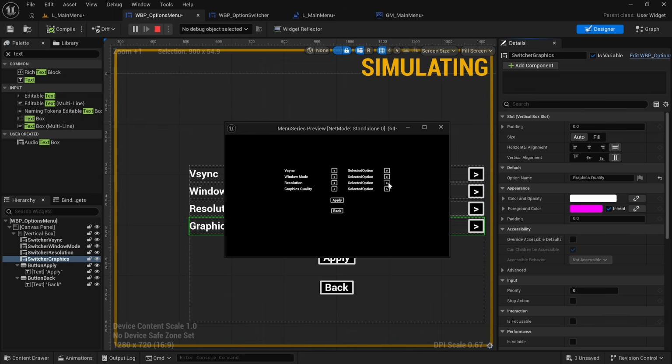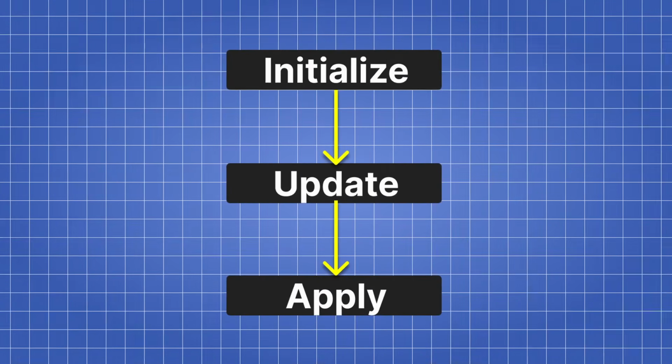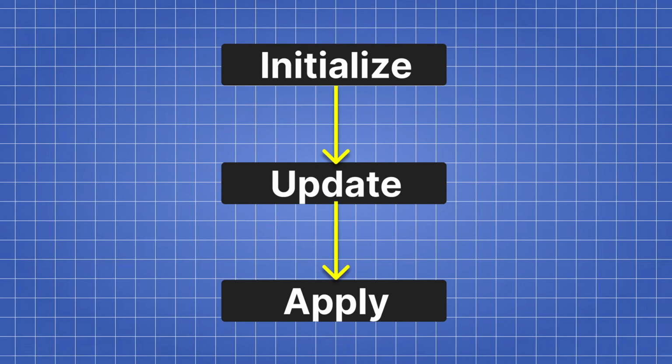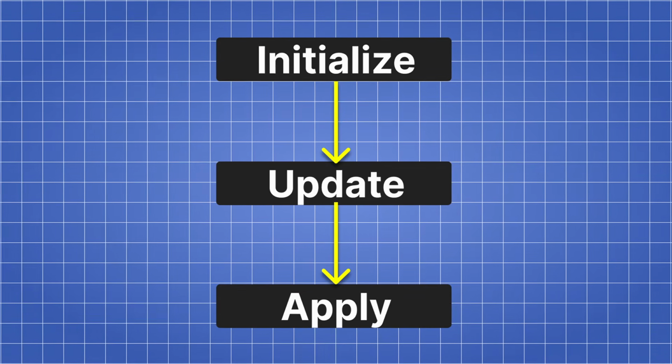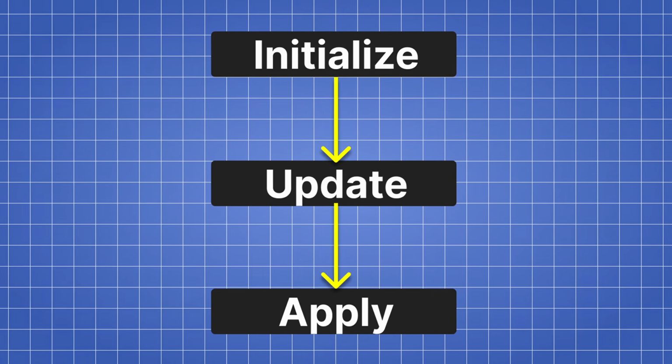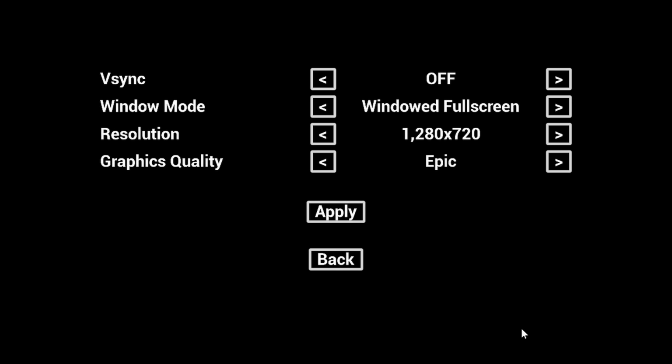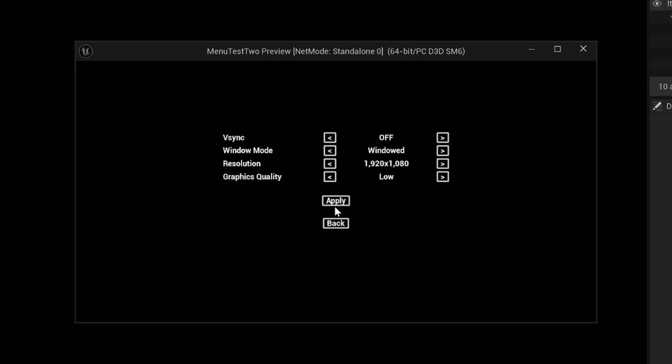And now we want to work on the actual functionality, showing the correct text here and then also updating it when we press the buttons. Now there are actually 3 different steps that we have to take for each option. First, we need to initialize it, then we need to update it, and then we need to apply it. Initialize means that we want to show the correct value that is currently set at the beginning here for each option. Update means that once we click the button, left or right, we want it to update to the different values, and then apply actually saves the changes and applies them to the game.